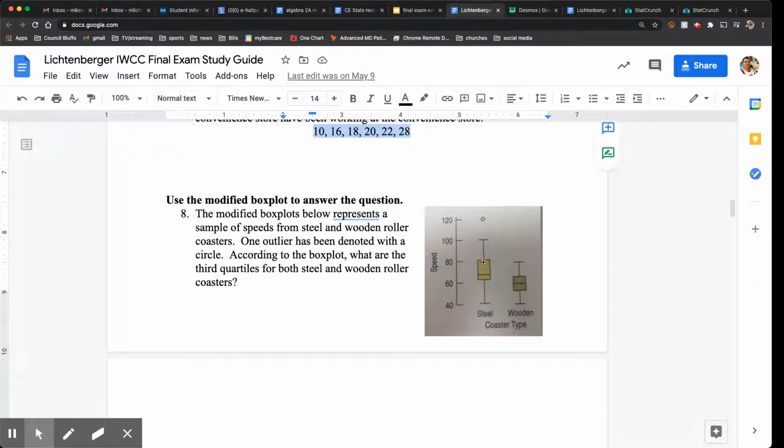So the third quartile here for steel would be approximately 80 miles per hour. And then for wooden, let's call that, say, 65 miles per hour. So the answer to number 8 for steel would be 80 miles per hour. And for wooden, we'll say 65 miles per hour.